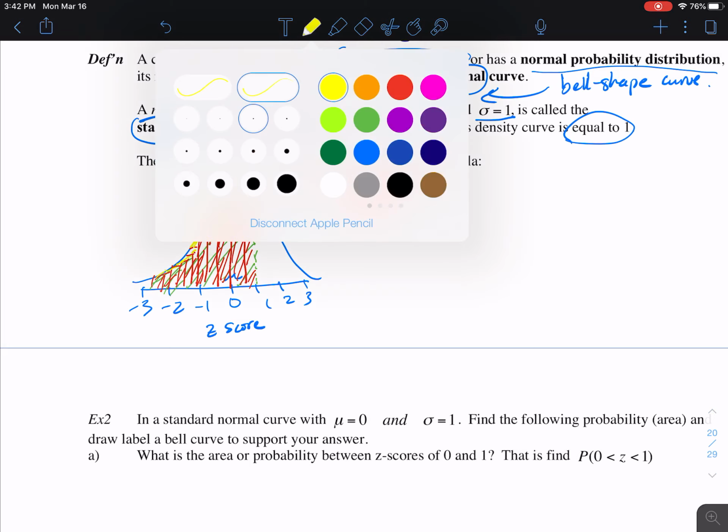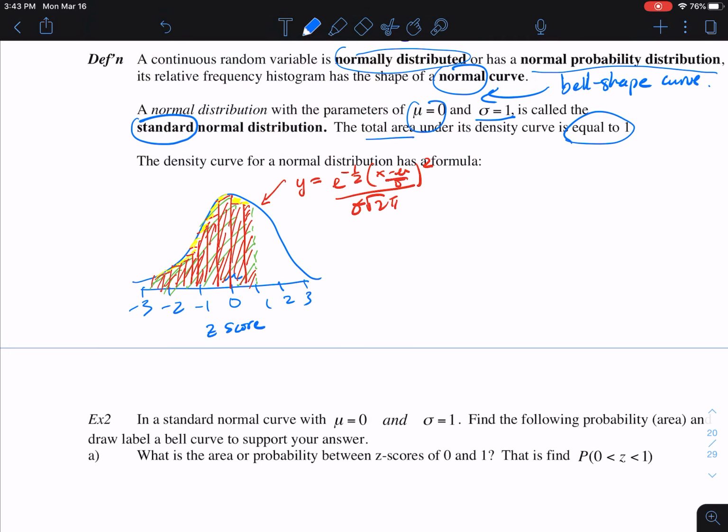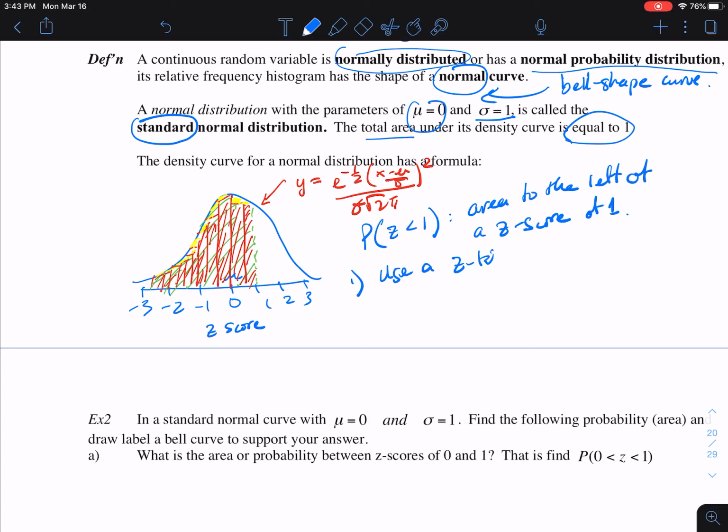For example, if I want to find the probability of a certain event happening at less than 1 standard deviation, this is equal to the area to the left of a z-score of 1. There are two methods to solve this. Method 1 is to use a z-table. Method 2 is to use a TI calculator.